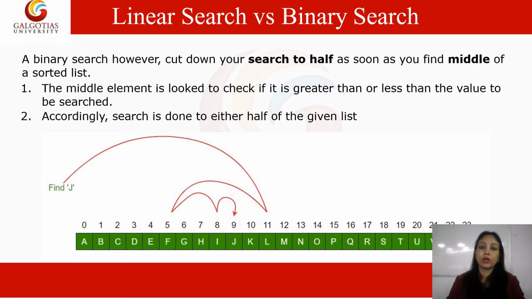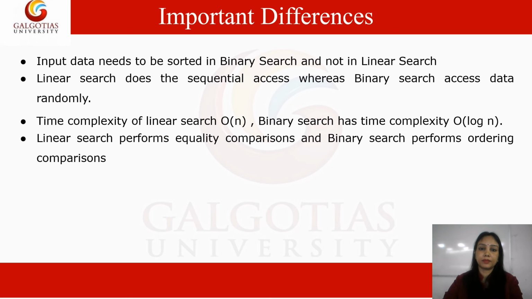And one more important point here, we conclude that binary search cuts down your search to half as soon as you find the middle of that sorted list. The middle element is checked to see if it is greater or less than that value. Accordingly, you have to search either half of the given list, meaning either the left or the right half.